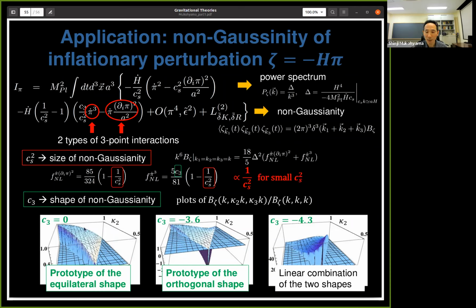Okay, this is the shape of 3-point functions, and when C3 is 0, we have this kind of shape, and when C3 is of this value, we have this kind of shape. For any other values, the shape is a linear combination of them. So the non-Gaussianity at the level of bispectrum or 3-point functions is characterized by just two parameters. Okay. This is thanks to the effective field theory.